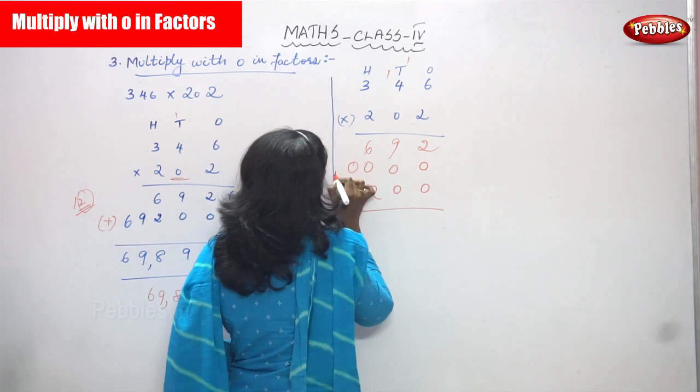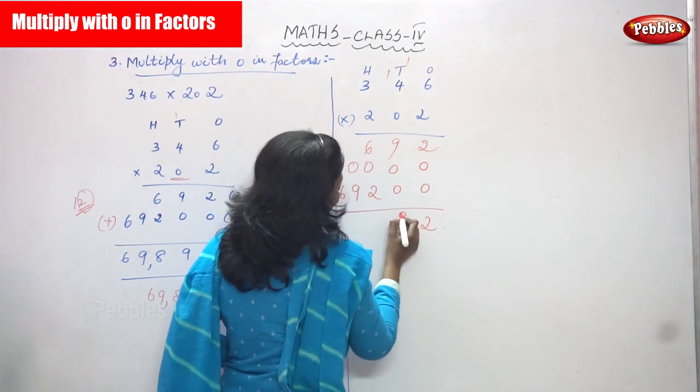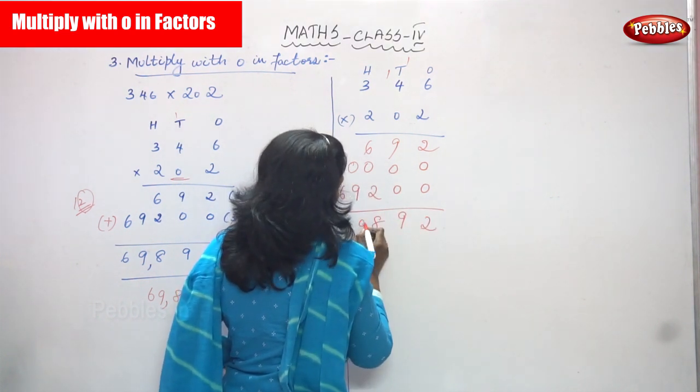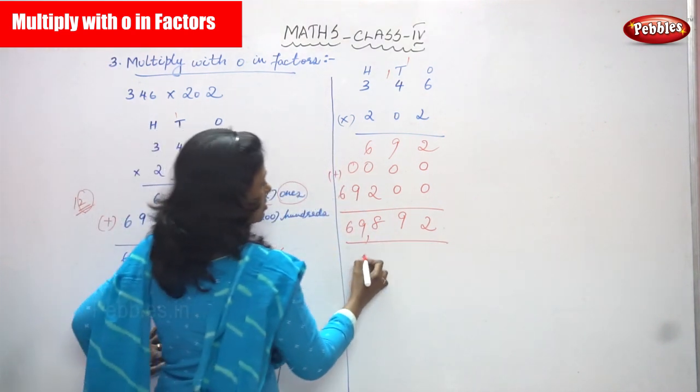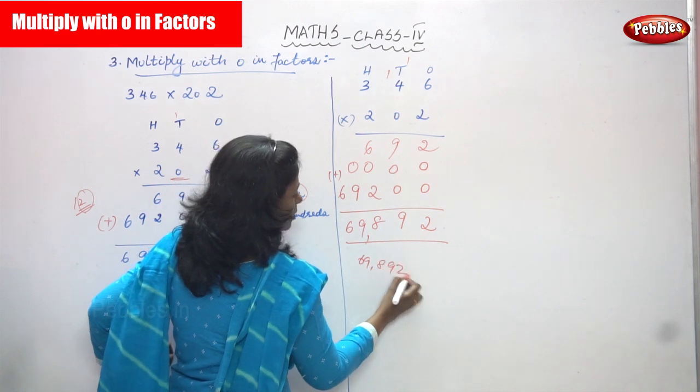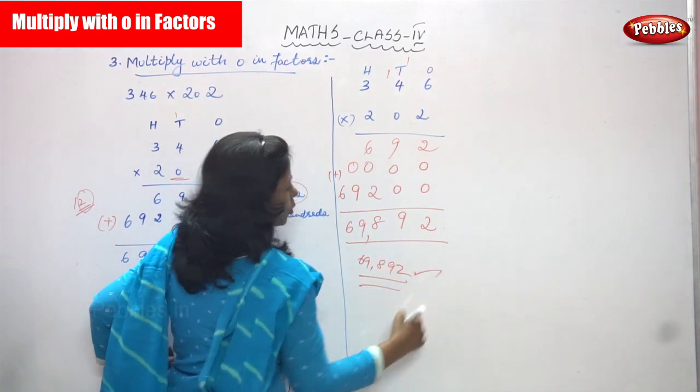And then you have to start adding. So 2, 9, 6; 2, 8, 9, 69. So what is the answer? Again, 69,892. The same answer, you got it.